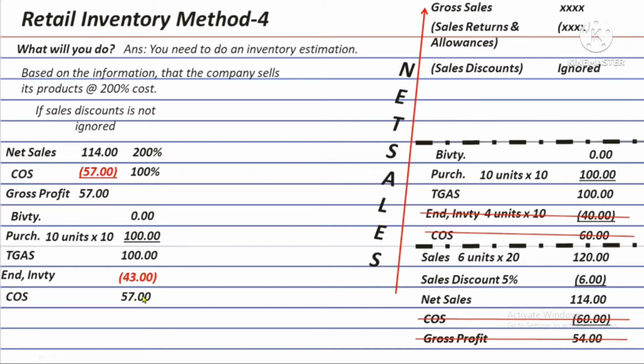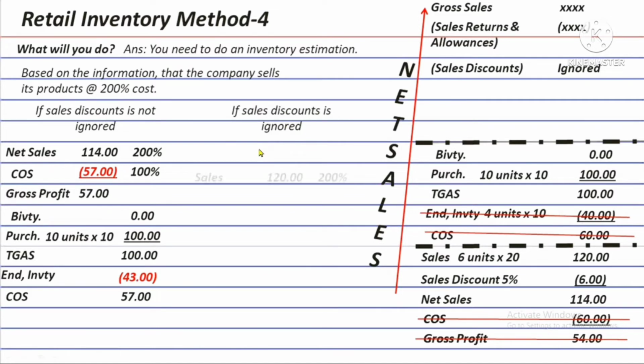So this is wrong, right? And do you know what made this wrong? Yes, you know. You have an idea. It's the sales discount. Now, let's have the situation where sales discounts are ignored. So meaning they are not deducted.